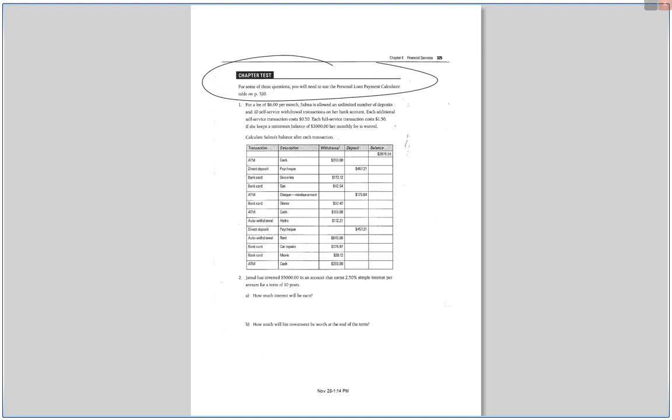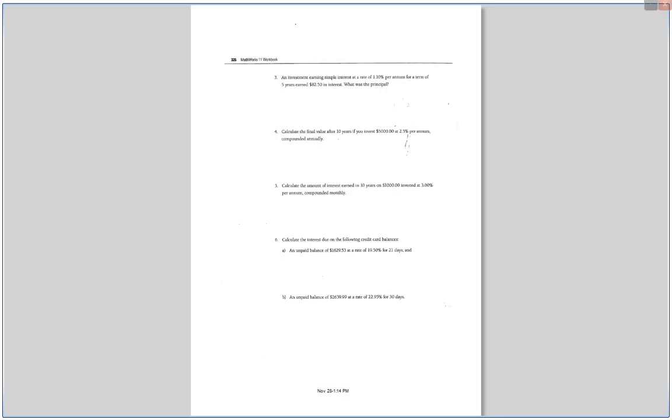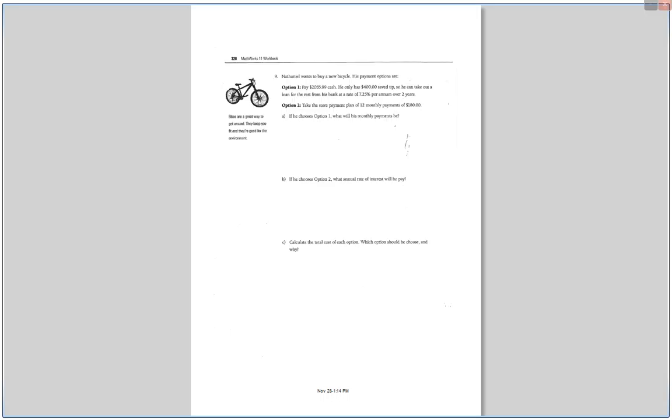Then you'll hit the chapter test, and I'm pretty sure all these questions are okay. None of them have the daily interest. Oh, number 8A. Cross out 8A. And that should be it for chapter 6.